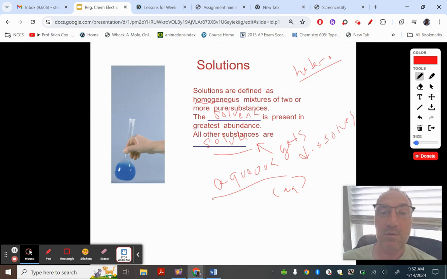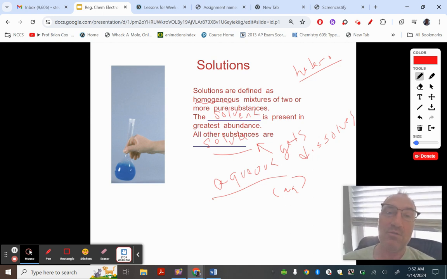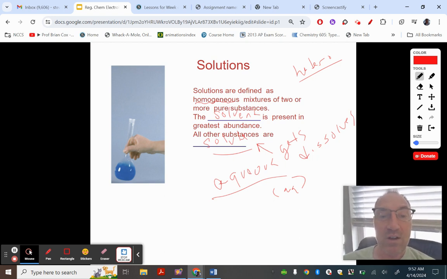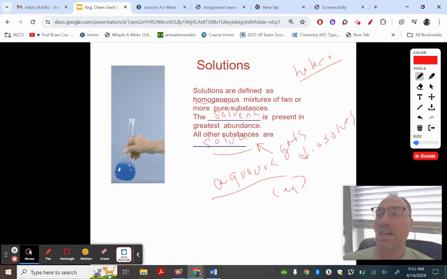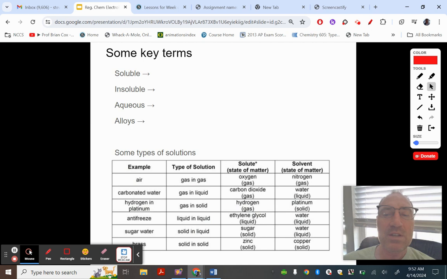liquid solutions. Like for example, air is a solution. So in air, it's 78% nitrogen, and the rest is like oxygen, CO2, and a bunch of other things. Those things are dissolved in air. So anything that disappears when it's mixed together, that's a solution, and that's what we're talking about in this unit.